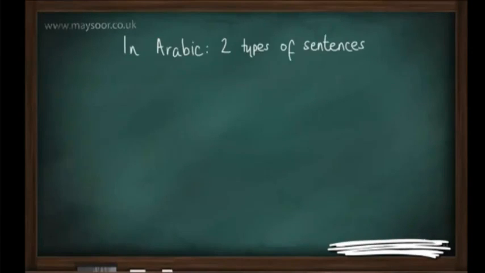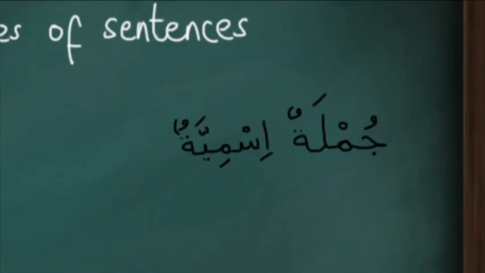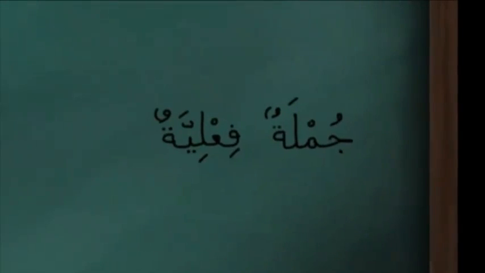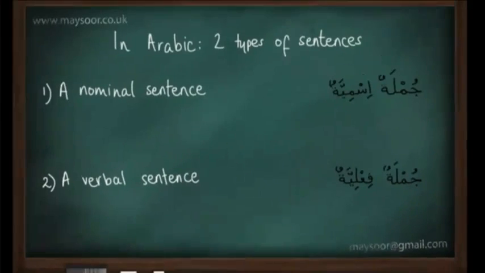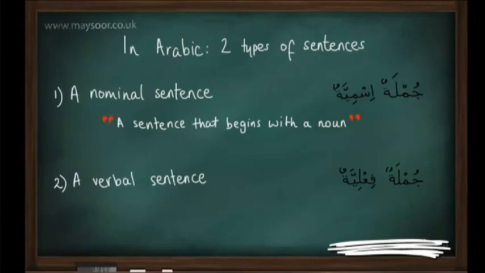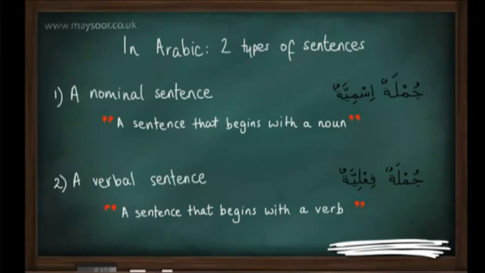In Arabic, there are two types of sentences. Number 1, a nominal sentence, pronounced jumlatun ismiyatun. And number 2, a verbal sentence, pronounced jumlatun fi'liyatun. A nominal sentence is simply a sentence that begins with a noun. As for a verbal sentence, jumlatun fi'liyatun, it's a sentence that begins with a verb.